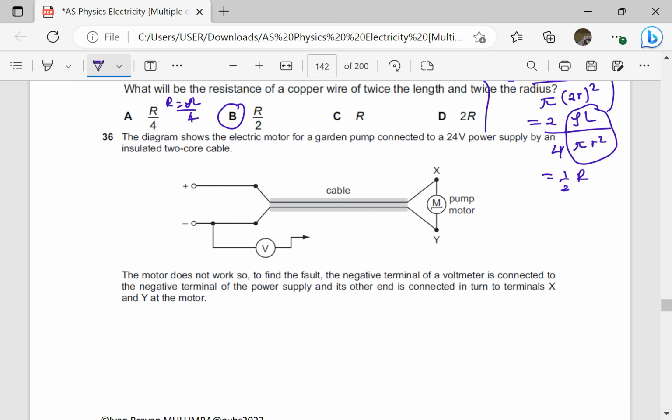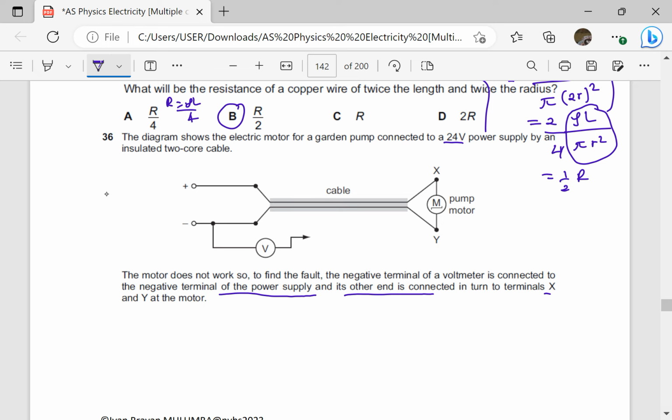The diagram shows the electric motor for a garden pump connected to a 24 volts power supply by an insulated 2-core cable. The motor does not work, so to find a fault, the negative terminal of a voltmeter is connected to the negative terminal of the power supply, and its other end is connected in turn to the terminals X and Y at the motor.